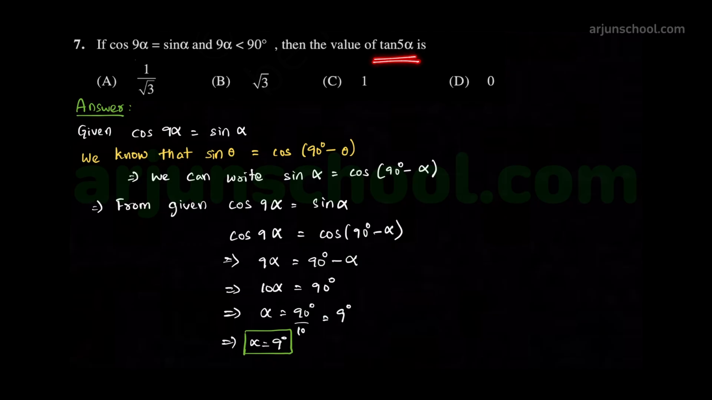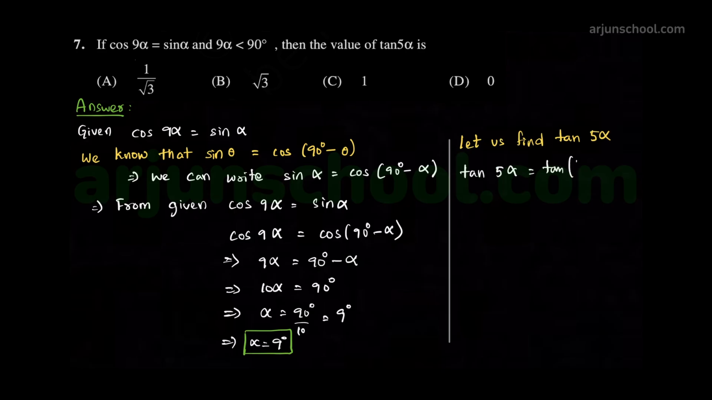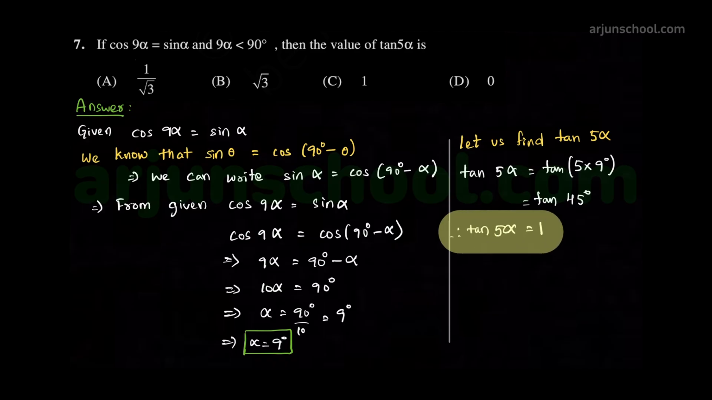Now let us find tan 5 alpha. Tan 5 alpha is equal to tan of 5 times alpha, which is 9 degrees. That is equal to tan of 5 times 9, which is 45 degrees. From standard trigonometric values, we know that tan 45 degrees is equal to 1. Therefore, tan 5 alpha is equal to 1. From the given options, the value of tan 5 alpha is option C, 1.